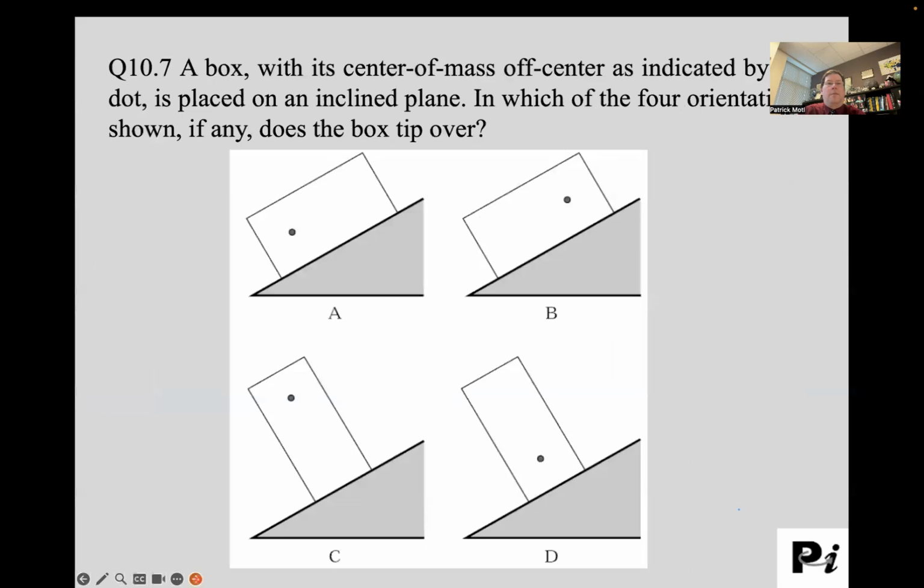All right. Last one, we have a box, and the center of mass of that box is indicated by the dot. We put the box on an inclined plane in different orientations. In which of the 4 orientations shown, if any, does the box tip over? So think about what's going to happen in each of those cases, and then let's talk about it together.